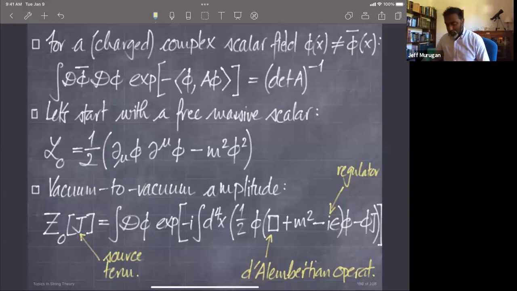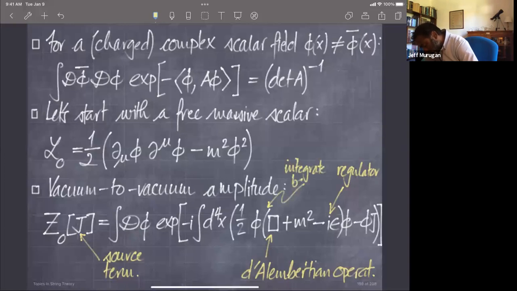And the reason why this is in this form here is because of integration by parts. So this phi is in this position because I integrated by parts. Okay, so I write it as phi, some operator, in this case, box plus m squared minus i epsilon, times phi minus phi times J. Are we clear?